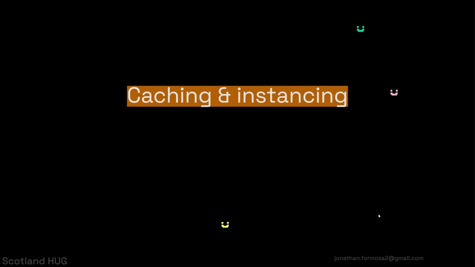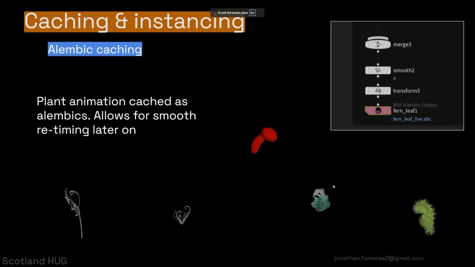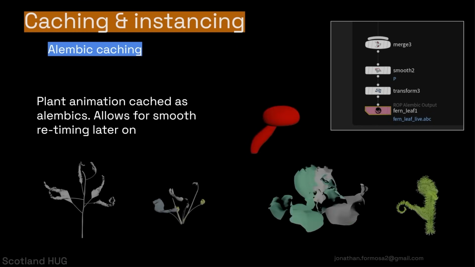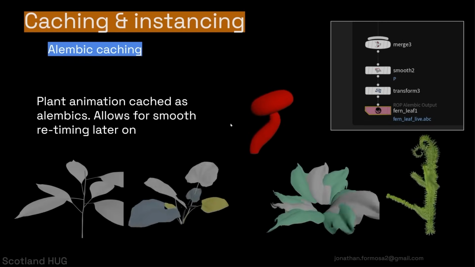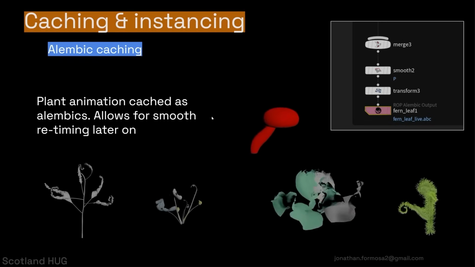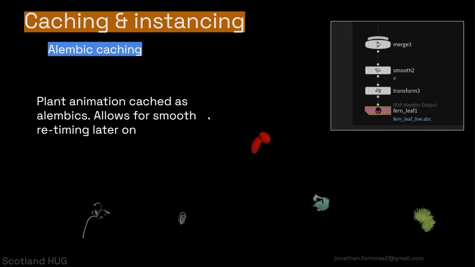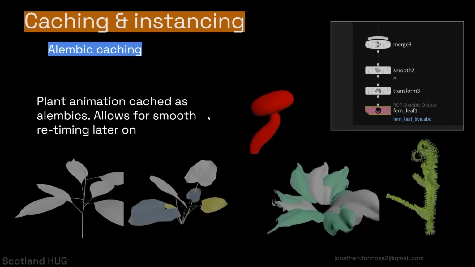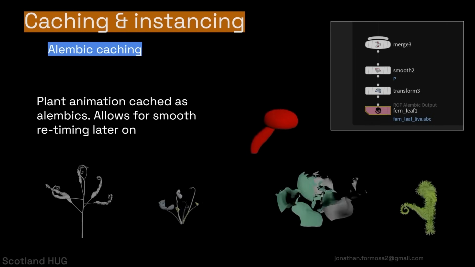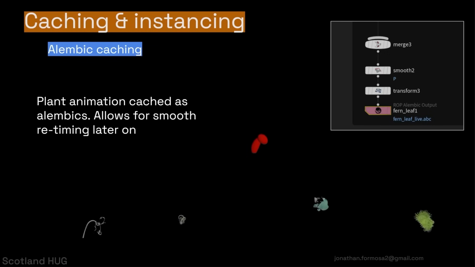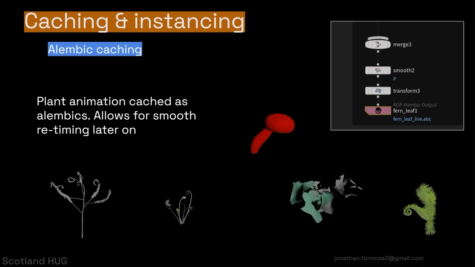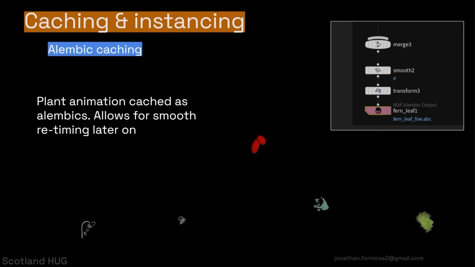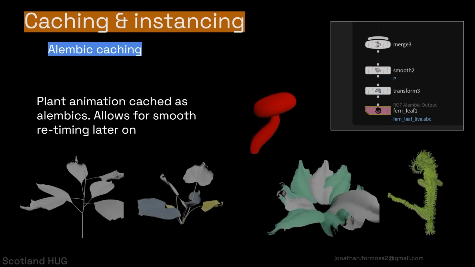Now it's time to look at caching and instancing. So first things first, once we have each animation for the plant, this is all using the same process that I just showed you. We want to cache out each plant as an Alembic. The reason we use Alembic is because then the Alembic gives us subframes for free. There's going to be no issues when it comes to retiming, and we can use the set prim intrinsic and VEX to start driving this animation later on.